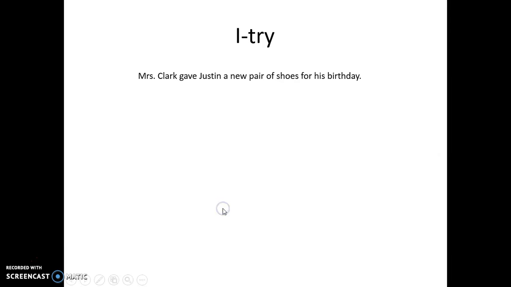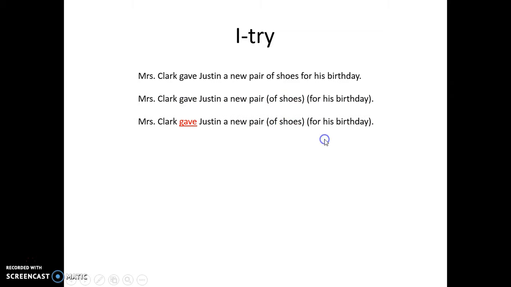Okay, here we go. Mrs. Clark gave Justin a new pair of shoes for his birthday. I just did step 1. I read the sentence. I have now done step 2. Of shoes is your first prepositional phrase, and for his birthday is your second prepositional phrase. I don't have to worry about those anymore. Nothing of any importance is ever found in a prepositional phrase, except for the object of the preposition. Then I'm going to find the verb. Gave. Gave is indeed an action verb. I can give someone something, so it's an action verb.